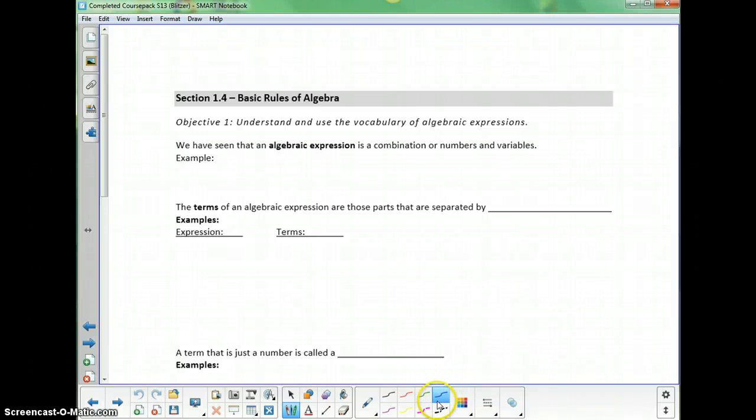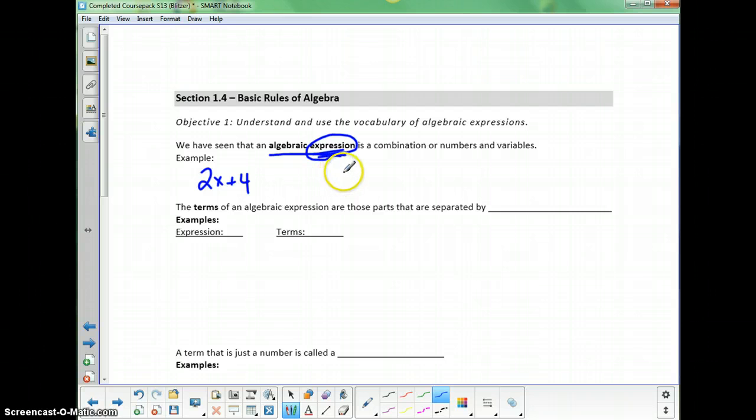Section 1.4 and the basic rules of algebra. The first objective is to understand and use vocabulary, and we've seen some of this already in the vocabulary: algebraic expression, and that was a combination of numbers and variables with operations. So for example, 2x plus 4. To be an expression as opposed to an equation, there's no equal sign. So an expression is just operations such as addition, subtraction, multiplication, and division.